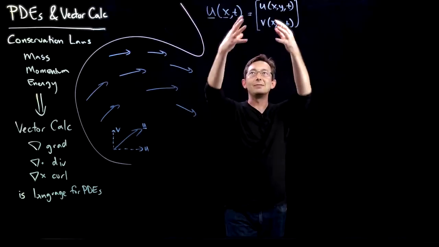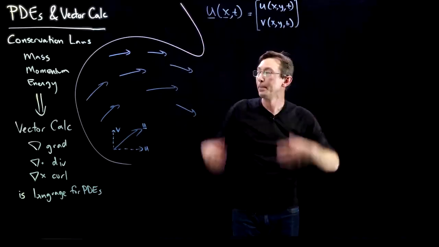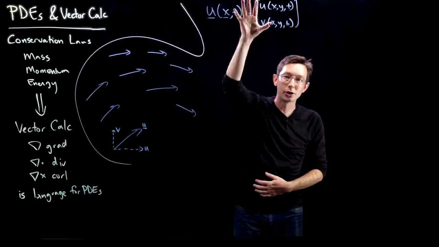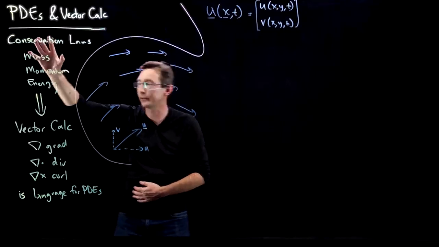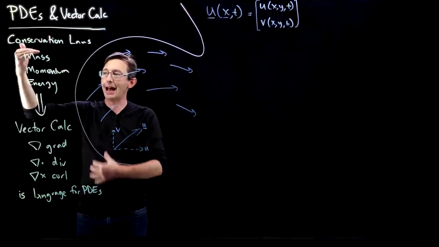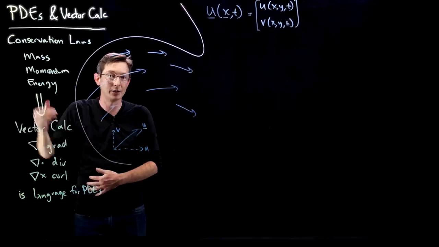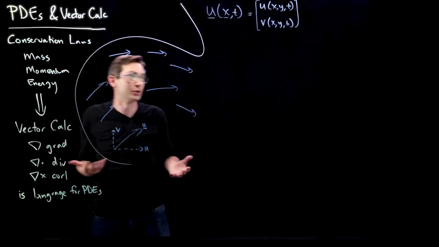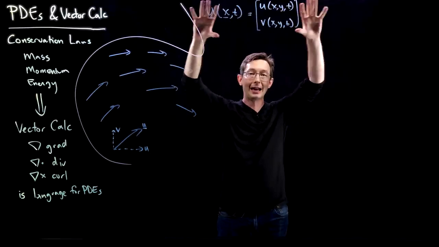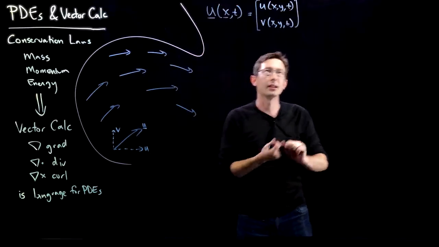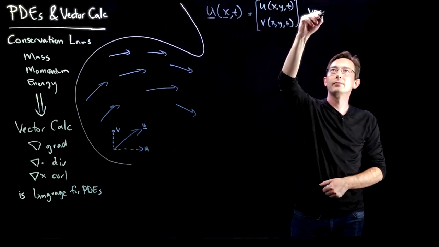So this is my fluid velocity field, and it is the solution of a partial differential equation. There is some partial differential equation that represents mass, momentum, and energy conservation, namely the Navier-Stokes equations. And I would have to solve that PDE to get this vector field. So this is a vector field.